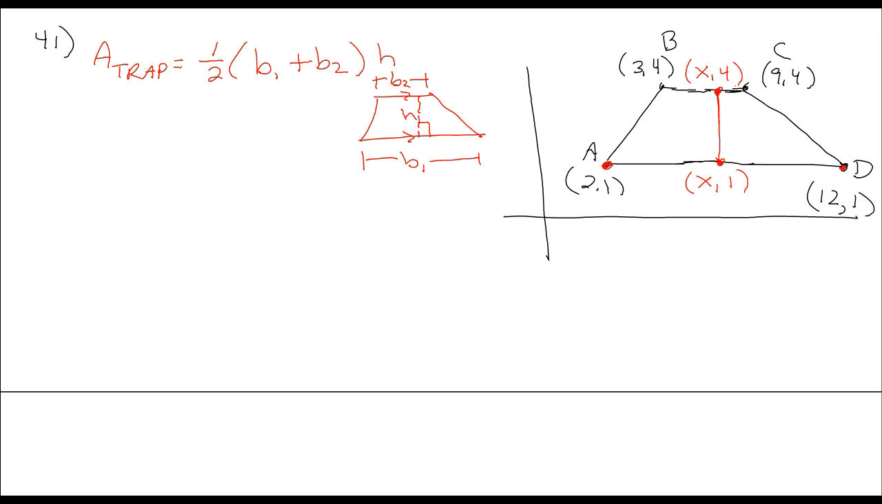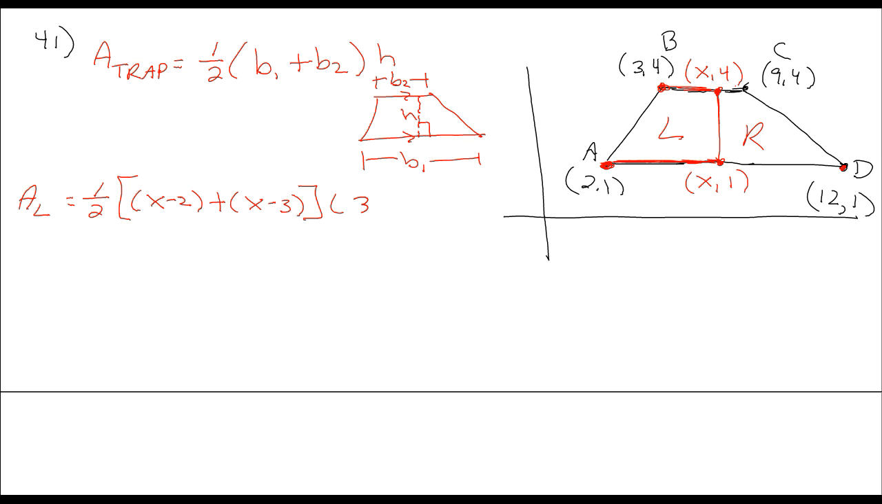Okay, so let's do the left trapezoid and the right trapezoid. The area of the left trapezoid is going to be 1/2, and the base from A over to the line I drew in is the distance of x minus 2, whatever the difference of those values is, plus the base from B to the vertical line, so that's x minus 3, times the height of the trapezoid. Well, we're going from y equals 1 up to y equals 4, so the height is 3. So I'm going to multiply the 3 out front with the half to make it 3/2. And then simplifying what's in the brackets and parentheses, I'm going to get 2x minus 5.